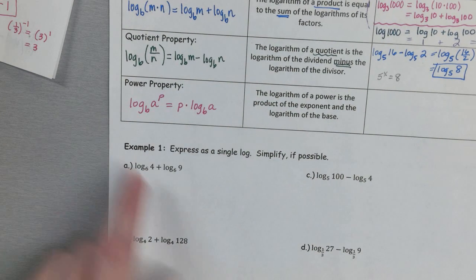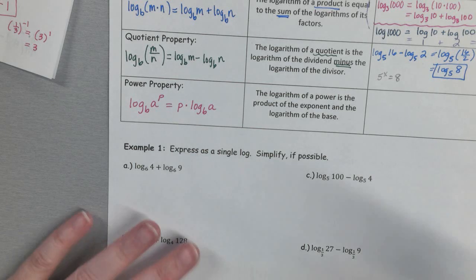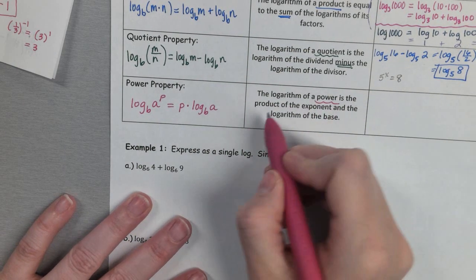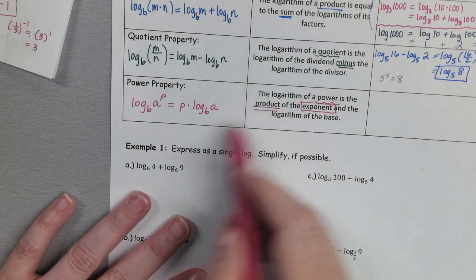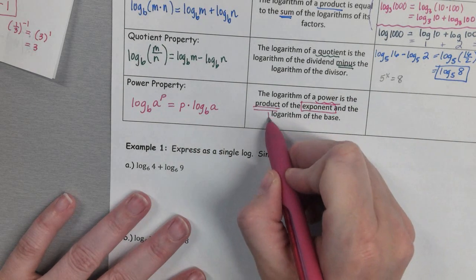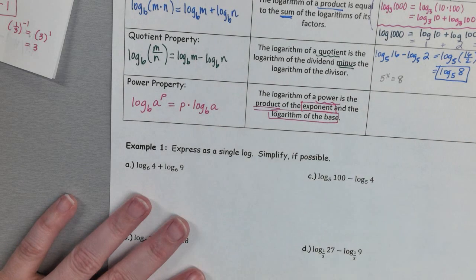So really, what happens to that exponent? Where does it go? Yeah, it's just multiplied to the log, right? So it's just going to come down in front here and then be multiplied. So the logarithm of a power is the product of the exponent, okay, so that exponent comes in front, and the logarithm of the base.